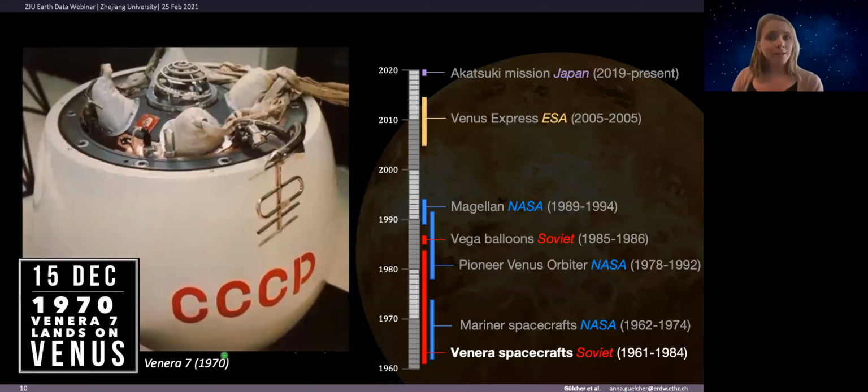The first successful landing on Venus was by Venera 7, and this happened over 50 years ago already, in December 1970. And this machine landed on the Venusian surface, and it remained in contact with Earth for 20 minutes as it tried to survive the high temperatures of almost 500 degrees Celsius. And just as an illustration, the atmospheric pressure on Venus is about 19 times that of Earth, which would feel as if you were swimming 900 meters underwater.